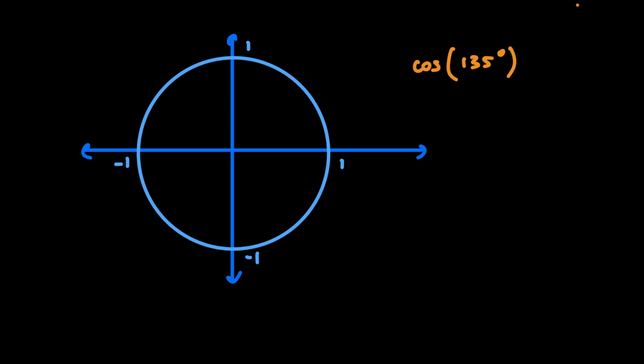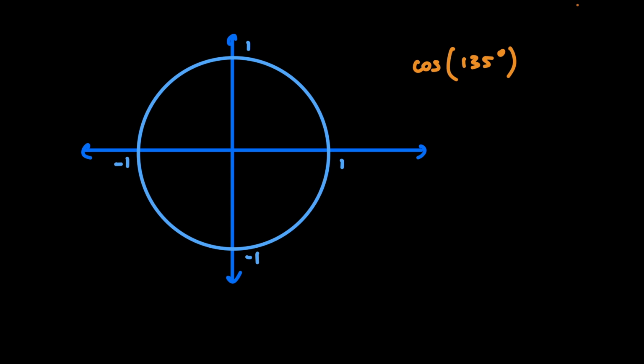Okay, in this video we're going to be looking at how to work out the cosine, sine, and the tangent of angles that are more than acute, so larger than 90 degrees or less than 0 degrees. And the first question we have for today is, what is the cosine of 135 degrees?